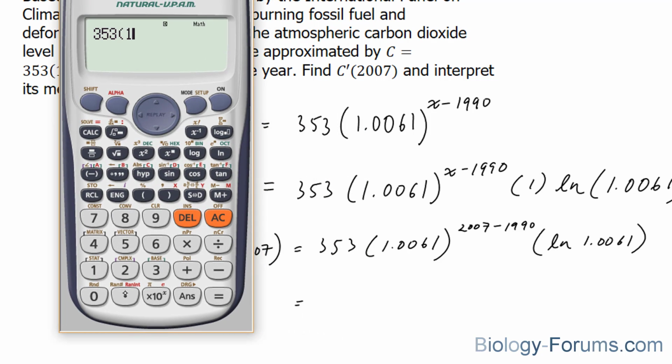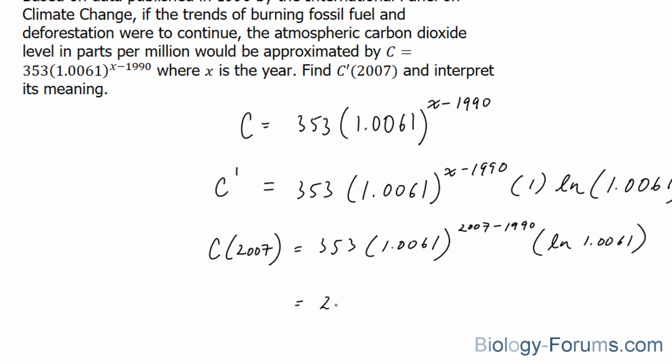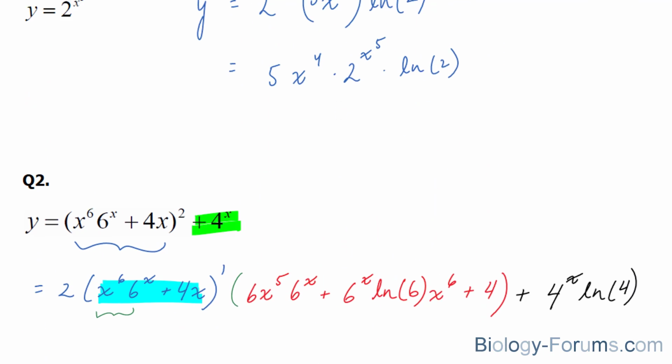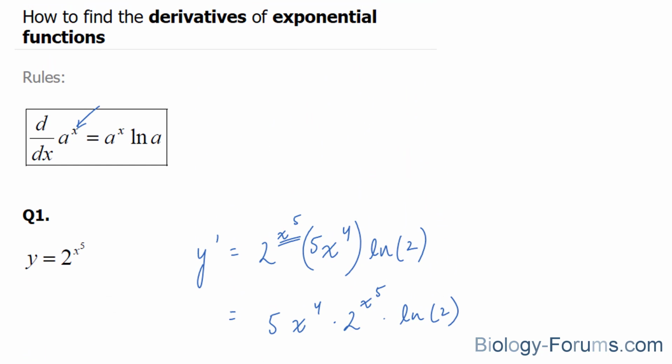353 times 1.0061 to the power of 17, subtracted these, times ln 1.0061. And we get 2.38. This number suggests the rate at which the CO2 levels are changing in 2007. So there you have it. 3 solid examples on how to find the derivative of exponential functions.